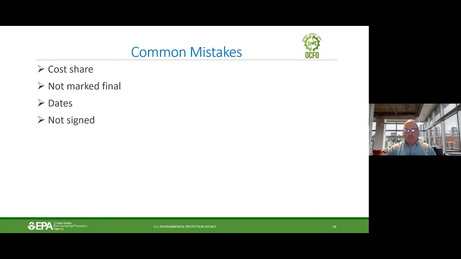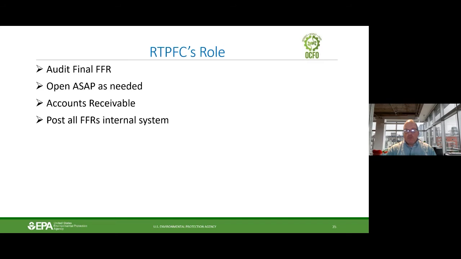Next slide, please. So what is our role in the closeouts? We receive all of the FFRs, whether it's an interim report or a final report. Everything is going to be sent to us at that email address we've talked about a couple times. If it's an interim report, we're posting it into our internal system where our project officers and our grant specialists can have access and look at that report, audit it, and see what's going on with the grant.